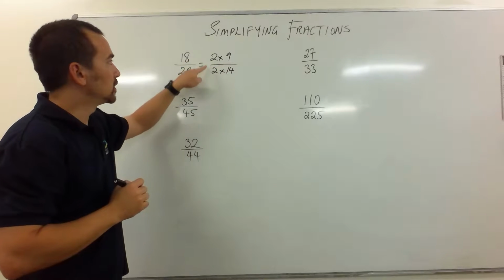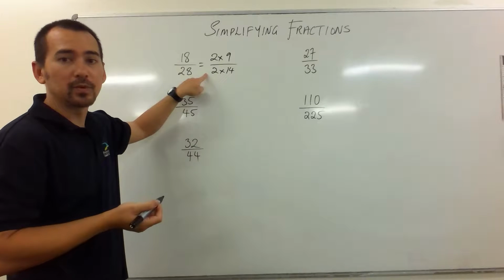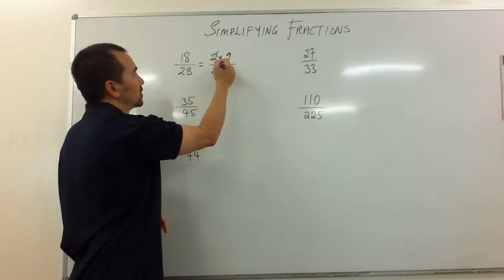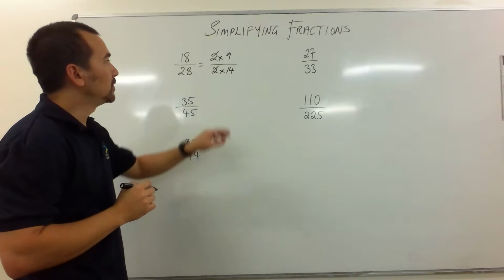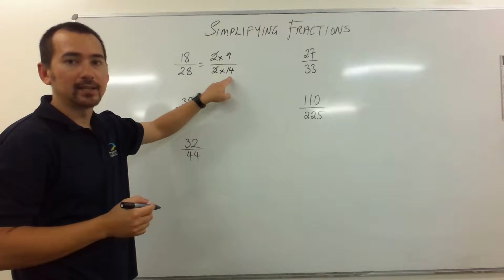Well, what's going to happen to the 2's? 2 divided by 2 is 1. Essentially, they cancel. Now, hopefully you can see that 9 out of 14 is the answer.